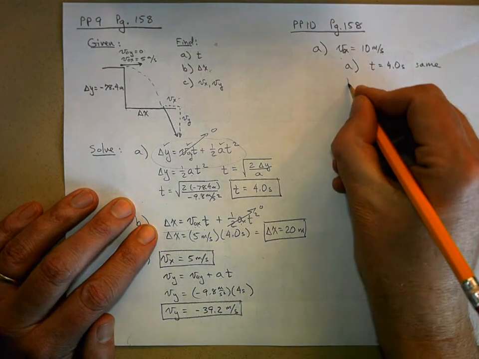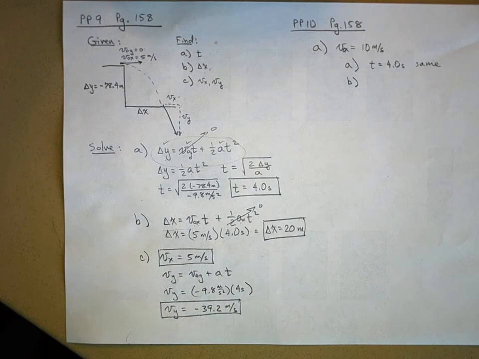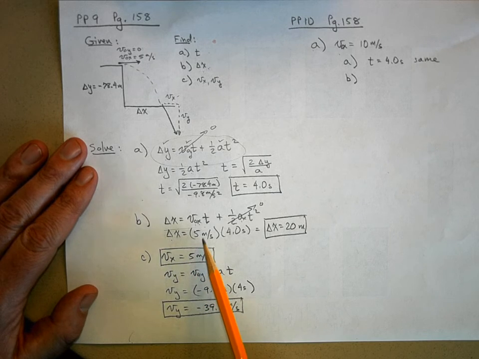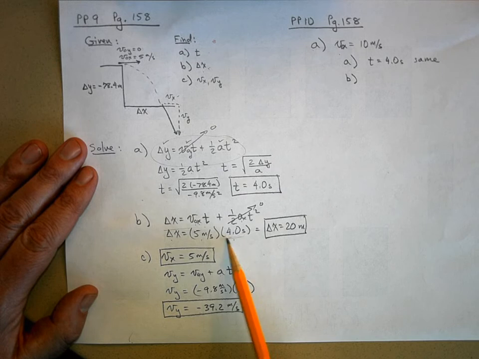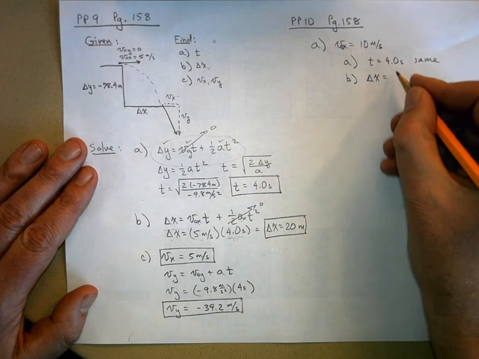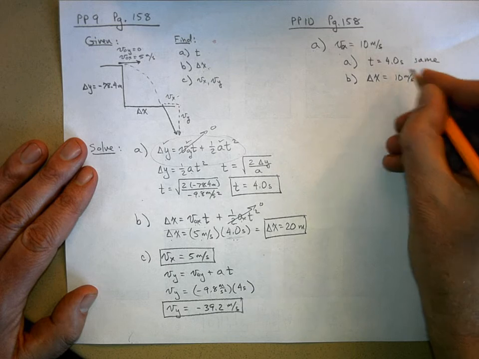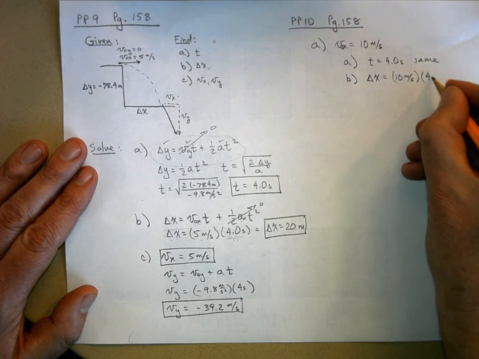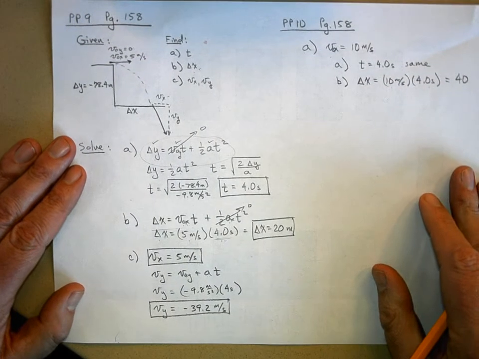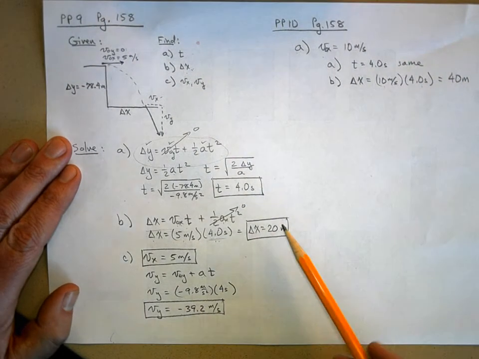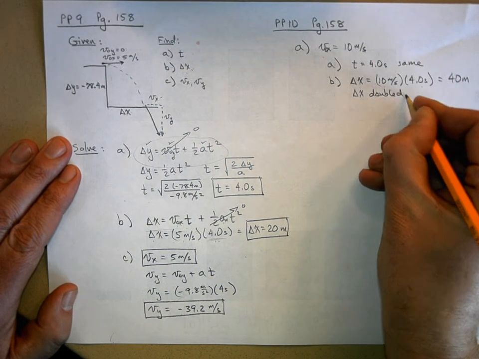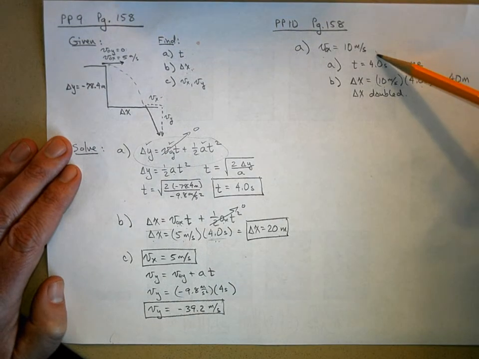Now for part B, what did we want to know? Delta x. Well, when I look at this equation, delta x equals the initial velocity in the x direction times time. Well, my time is the same, but what's true about my horizontal velocity now? It's twice as much. It's 10 meters per second, but for the same amount of time. So 10 times 4 is 40 meters. Well, in this problem, it was 20 meters. So delta x doubled. It's twice as big if you go twice as fast in the x direction.